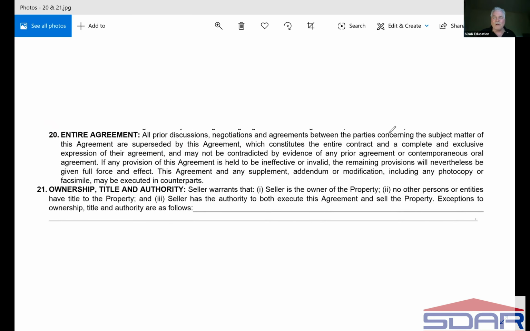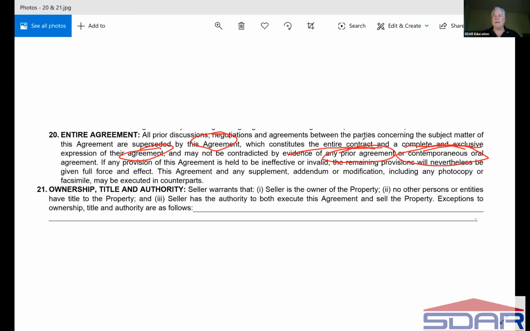So it's really important to us that we have the appropriate paperwork at the appropriate time. Okay. All right. So all of that other stuff, anything else you had going on, is superseded by this agreement. Okay. Which constitutes the entire contract. This is everything right here. Okay. And a complete and exclusive expression of their agreement, and may not be contradicted by evidence of any prior agreement or contemporaneous oral agreement.